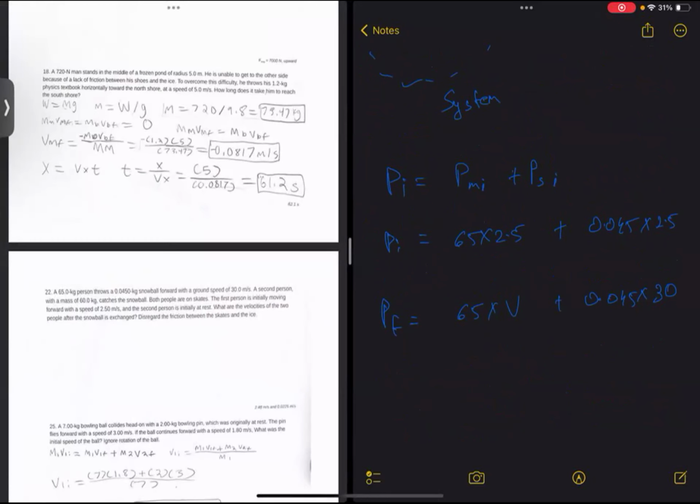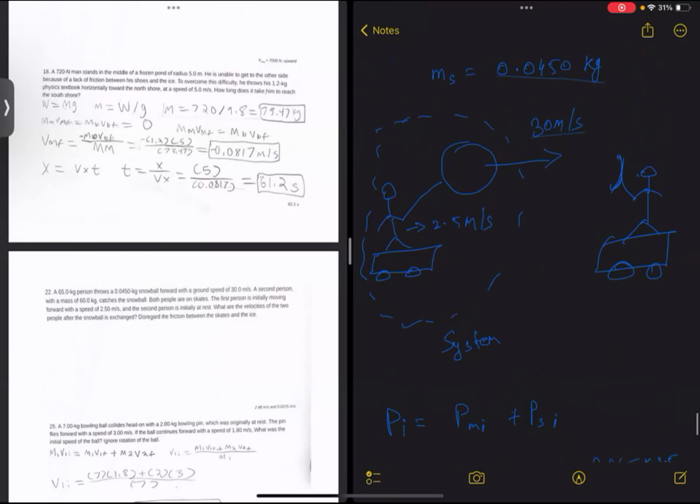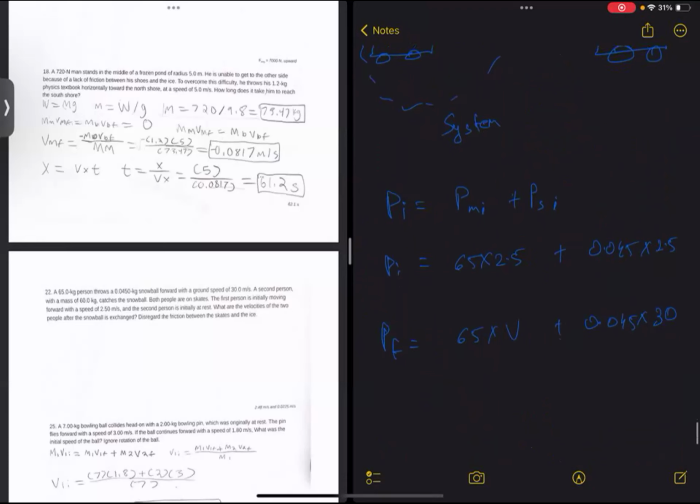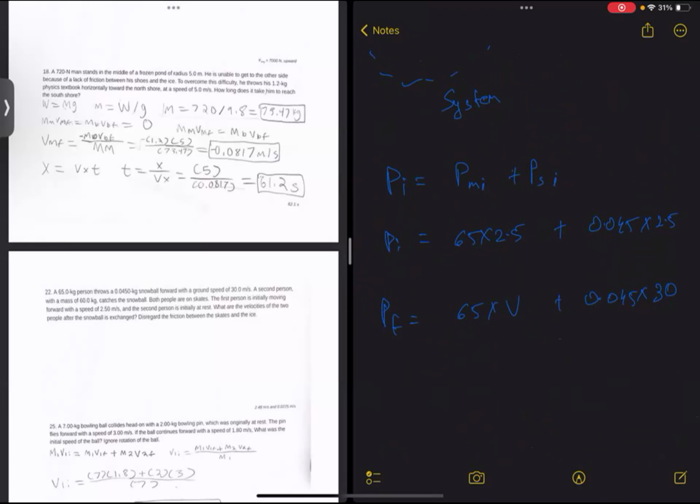Since there is no external force acting on the system, and this is an isolated system, the momentum will be conserved. So the initial momentum will be equal to the final momentum. We will equate both of them, and you will find the final velocity of the man.